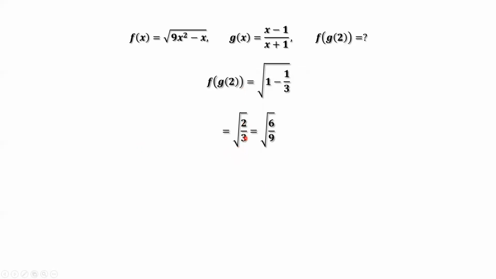We want to get rid of the root sign from the denominator. Both numerator and denominator times 3. It is square root of 6/9. Square root of 9 equals 3. The final answer for f of g of 2 is square root of 6/3.